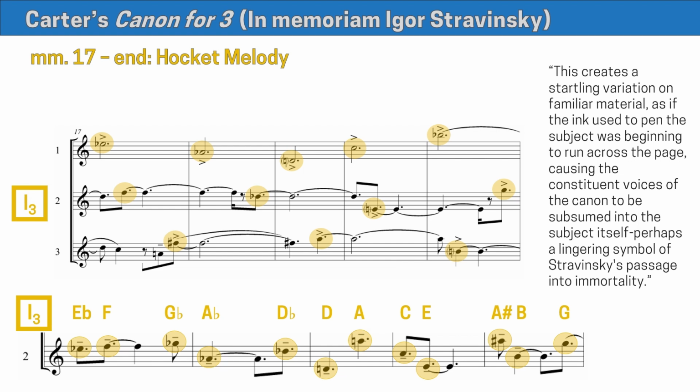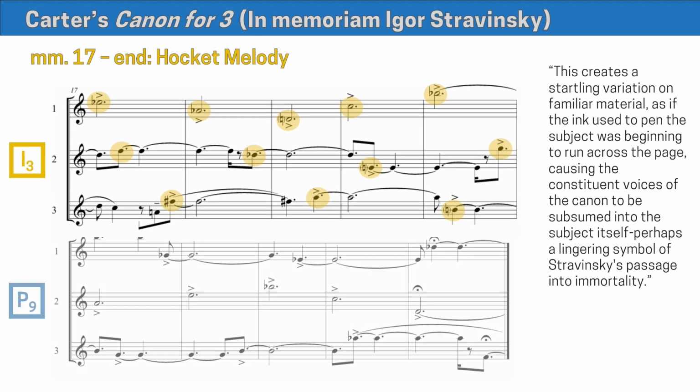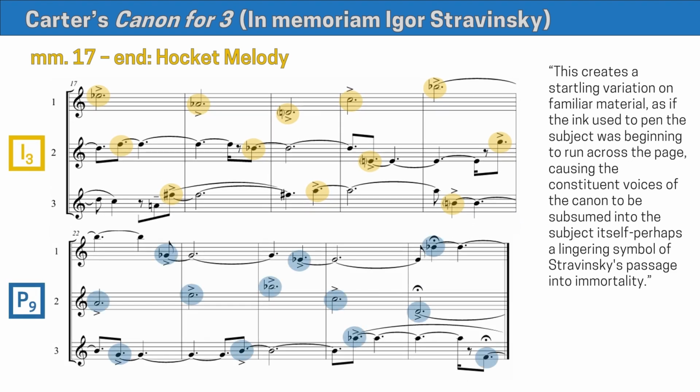Following the hocketed statement of I3, the piece ends with another hocketed melody, this time of the original P9 row, ending on the pitch F in the final voice. According to Strauss, the note F plays a prominent symbolic role in Stravinsky's late music, which he describes as an emblem of death. Both his Requiem Canticles and Epitaphium end with an F natural. Carter's canon does the same. Let's hear how this piece ends.